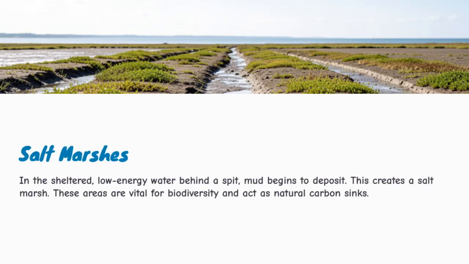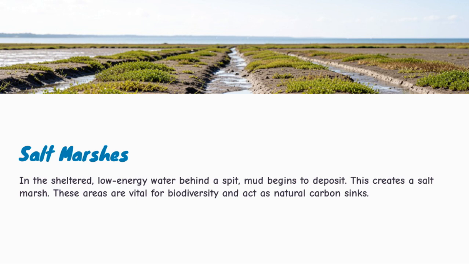Now let's look at salt marshes. Salt marshes form in sheltered, low-energy coastal environments. They often develop behind spits, inside estuaries, or in areas protected from strong wave action. Because the water is calm, fine sediments such as mud and silt can settle. Over time, this builds up into mudflats.